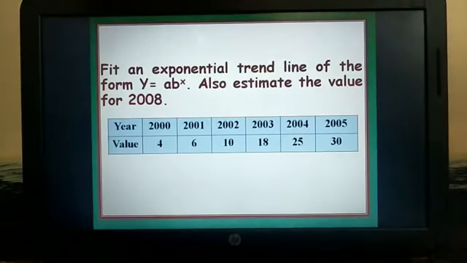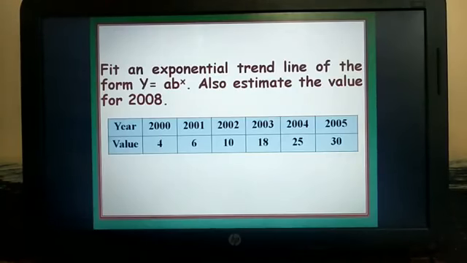Let us consider an example. Fit an exponential trend line of the form y = ab^x. Also estimate the value for 2008. As we already know, it is a multiplied by b to the power x.